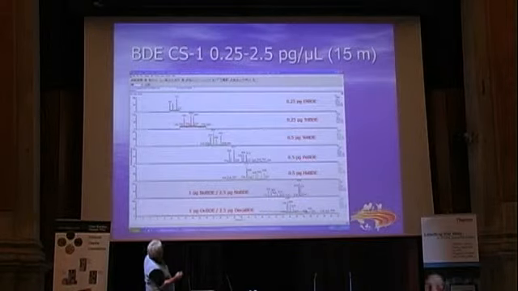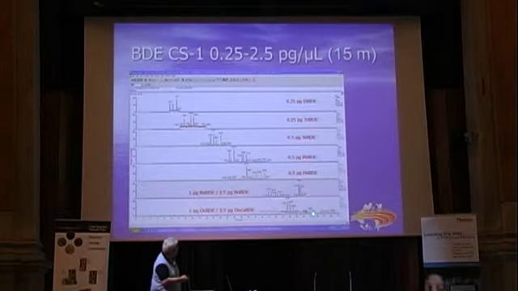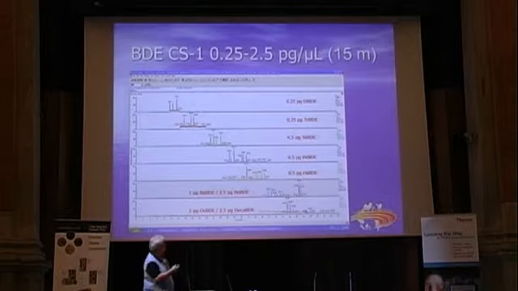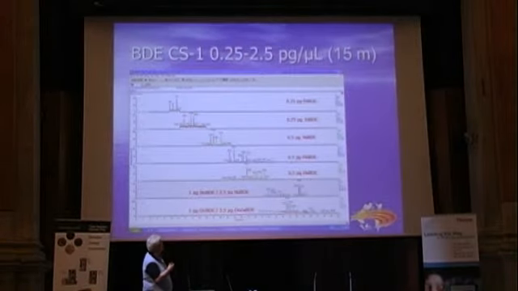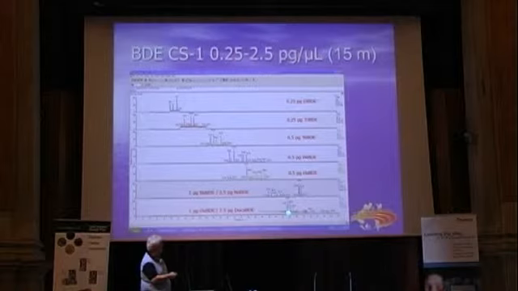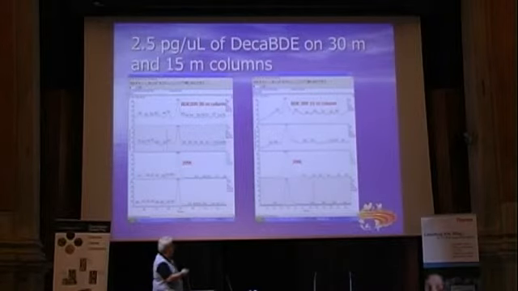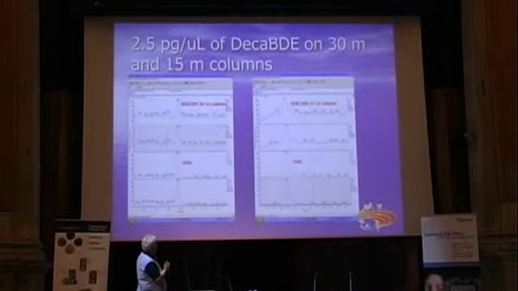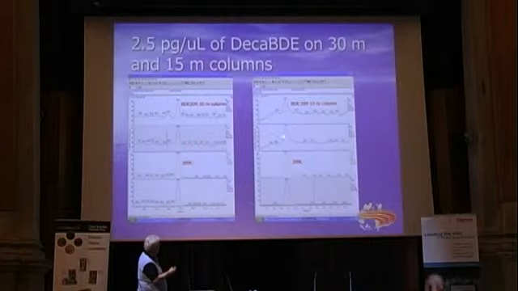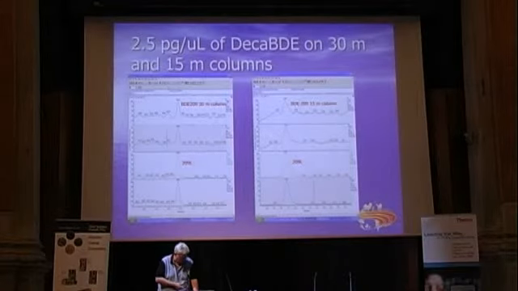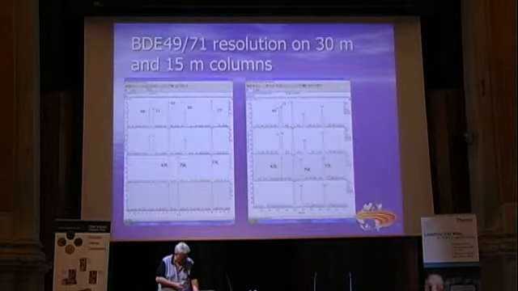Is this 30 or is it? No, it's a 15. Pat stretched it out again, 15 minutes. That's a CS1. These guys up here are 0.25 picograms per liter, and down here at 2.5 picograms per liter. This is between the two, a 30-meter column here and a 15-meter column. Again, 2.5 picograms injected on column with a pulsed purge.